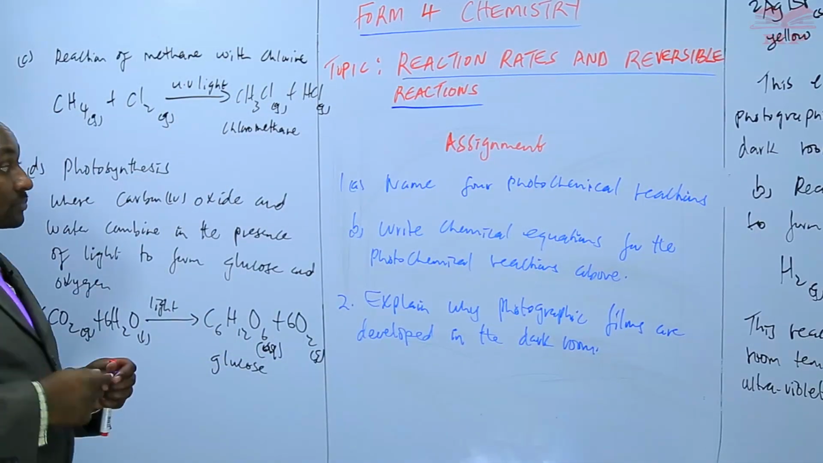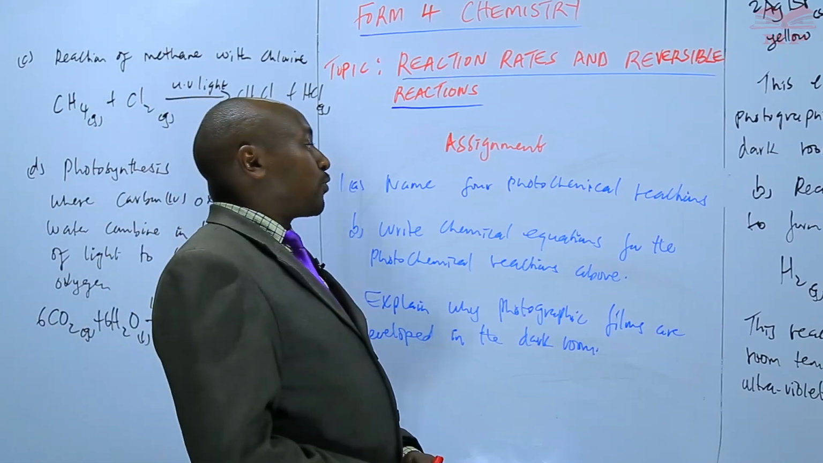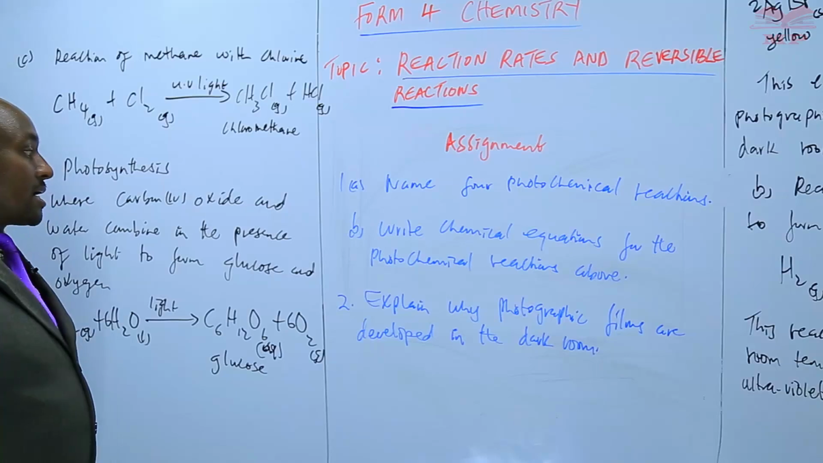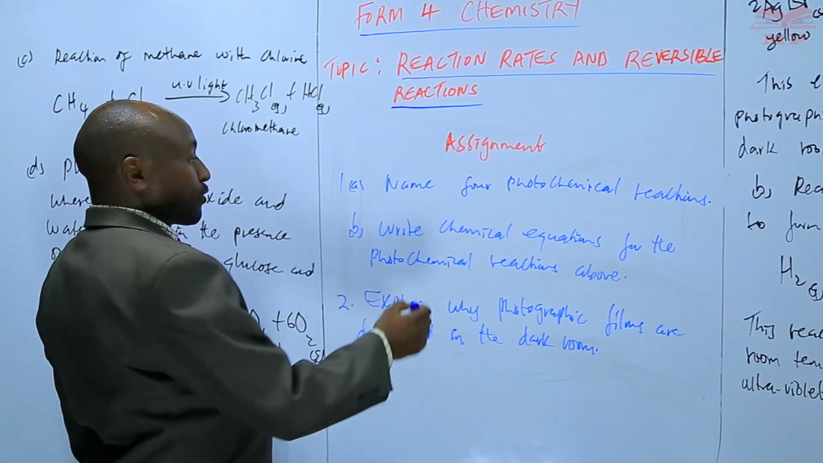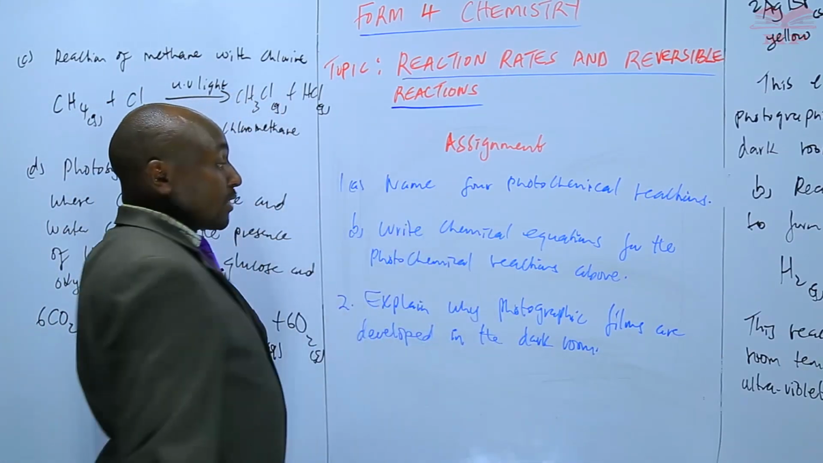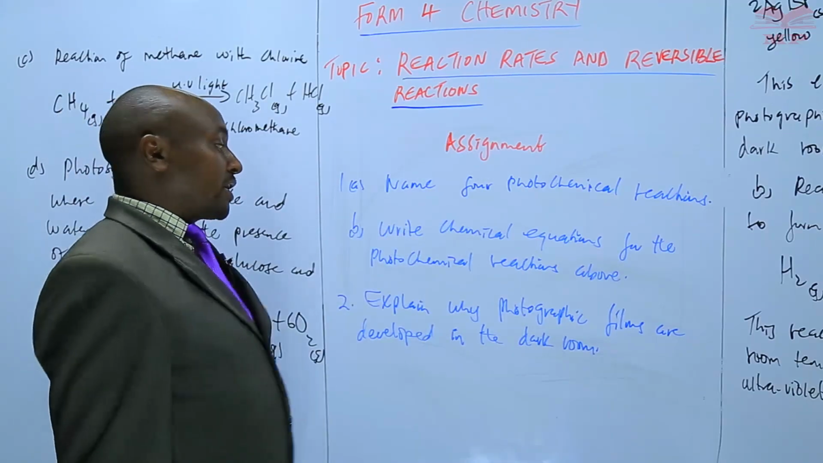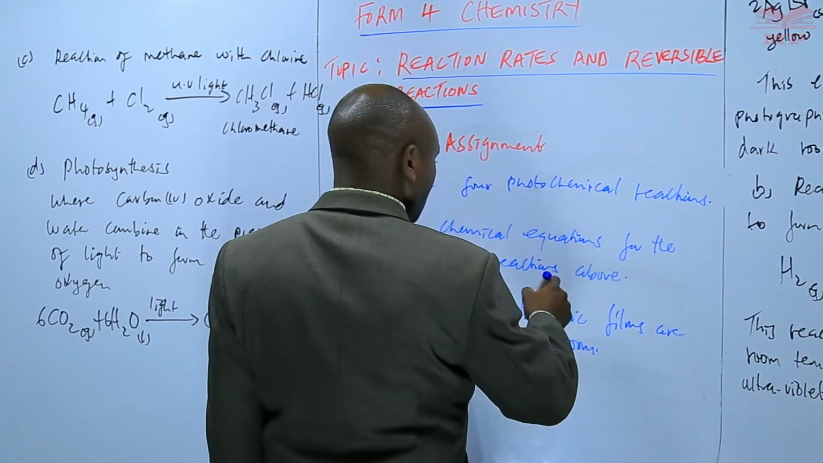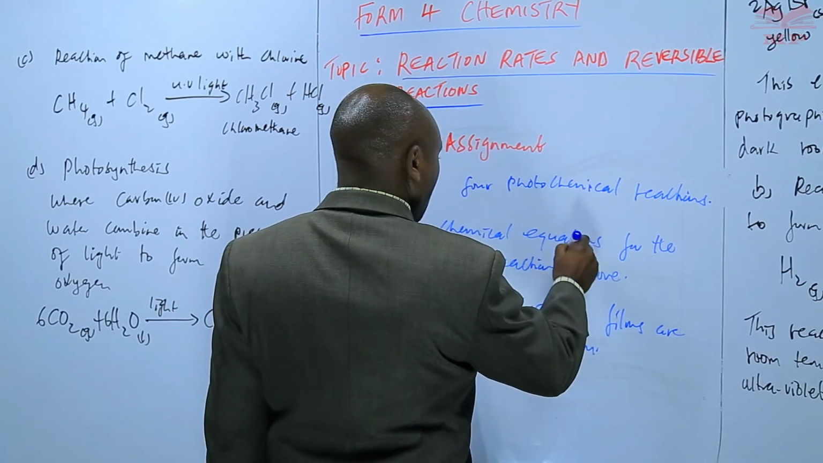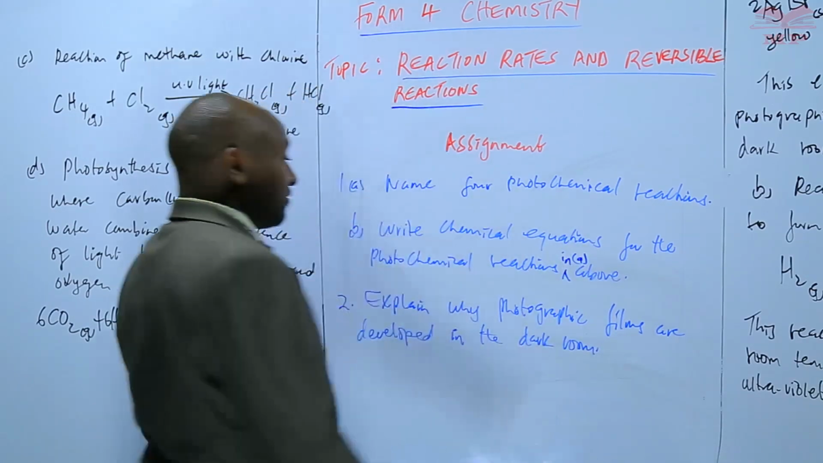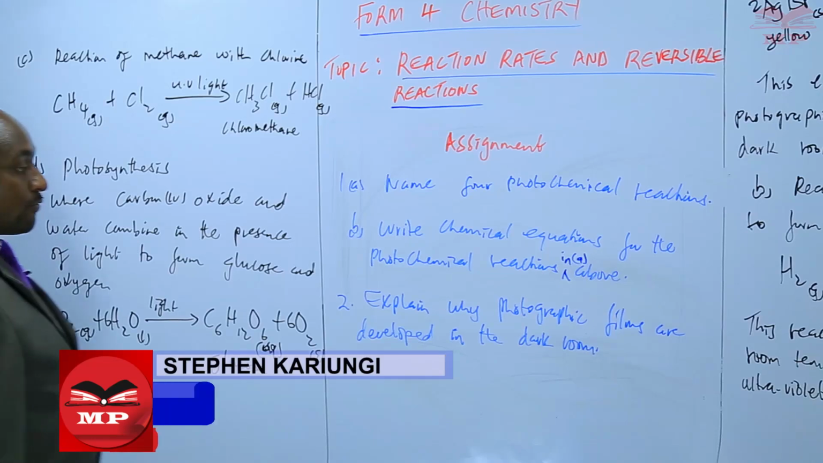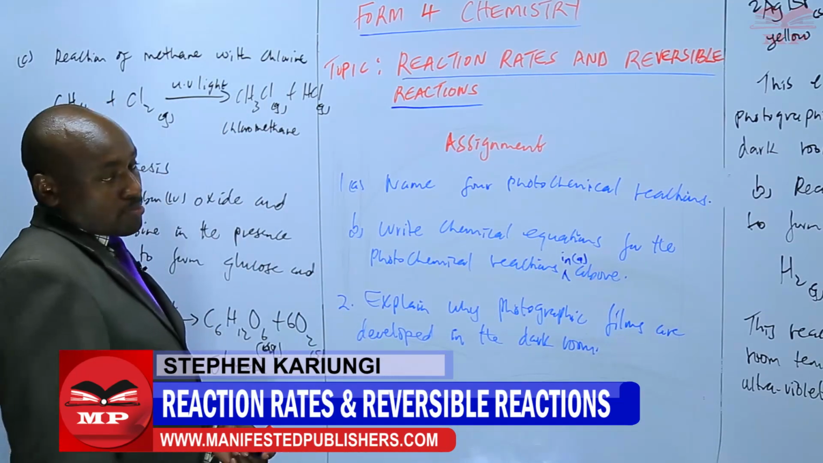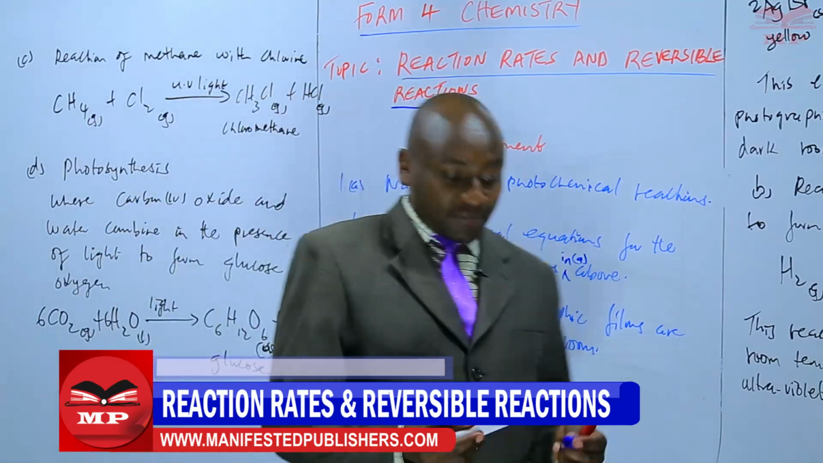So the assignment, and the first question, name 4 photochemical reactions. B, write chemical equations for the photochemical reactions above, each of the reactions mentioned above, or you can say in A, above. Explain why photographic films are developed in the dark room. So we'll stop there.